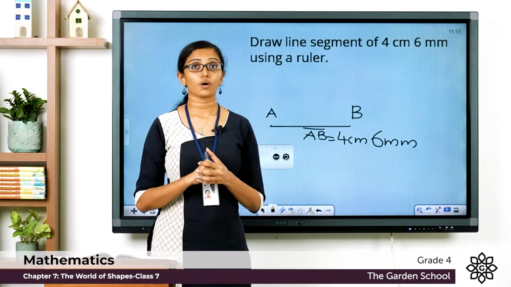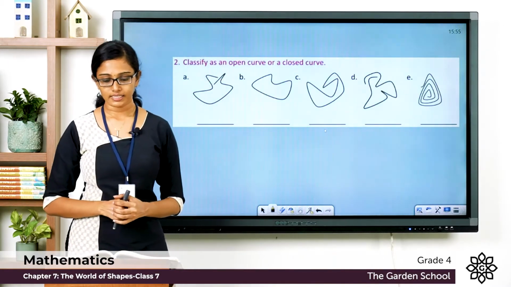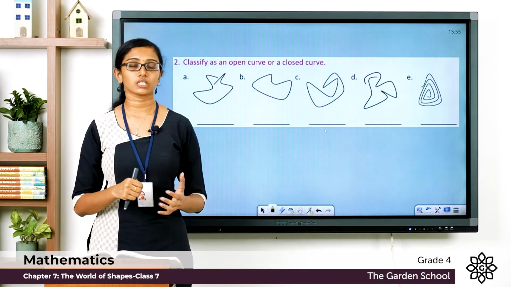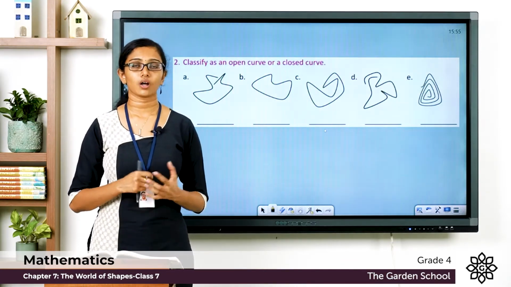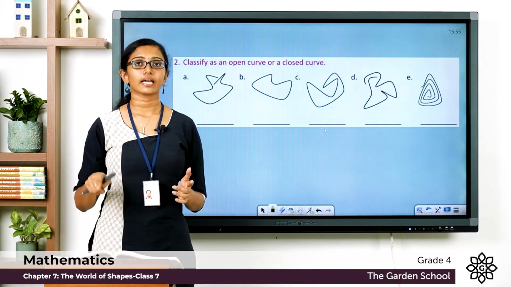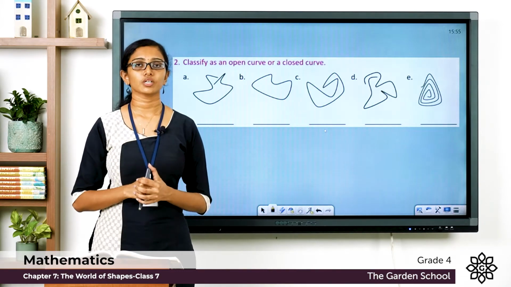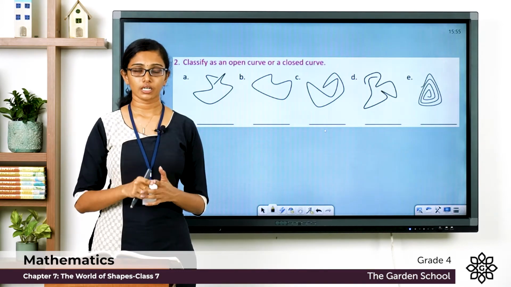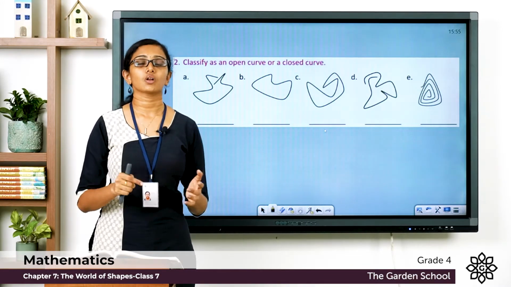Now let's move on to the next question, question number 2. Classify as an open curve or a closed curve. So what do you mean by an open and closed curve? An open curve means the curve starts at a point and it ends at some other point. It's not coming back to its initial position. And if the curve starts and ends at the same point, it is called a closed curve.